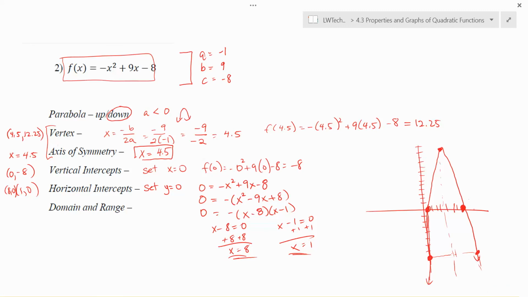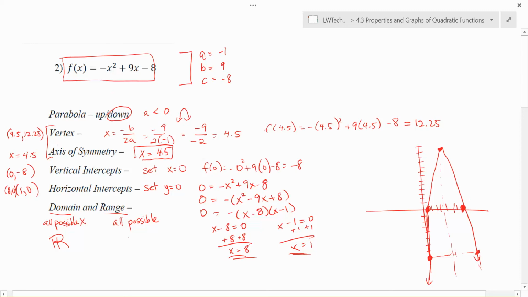The last thing that sometimes problems will ask you to do is to identify the domain and the range. Keep in mind that the domain is the set of all possible x's, and the range is the set of all possible y's. The domain for a quadratic function is really easy. The domain is always going to be all real numbers, and that's because you can plug any number in for x into that formula and get some sort of an output.